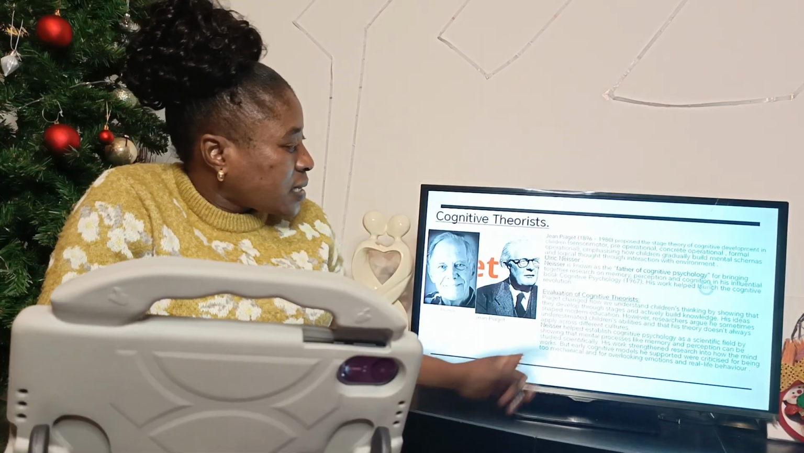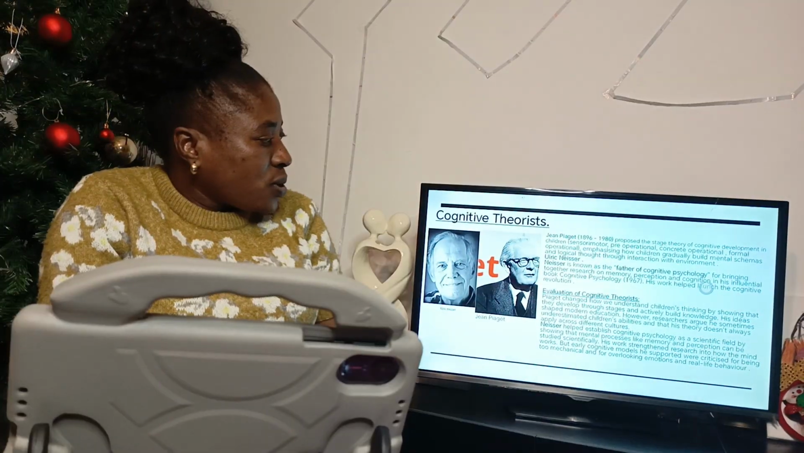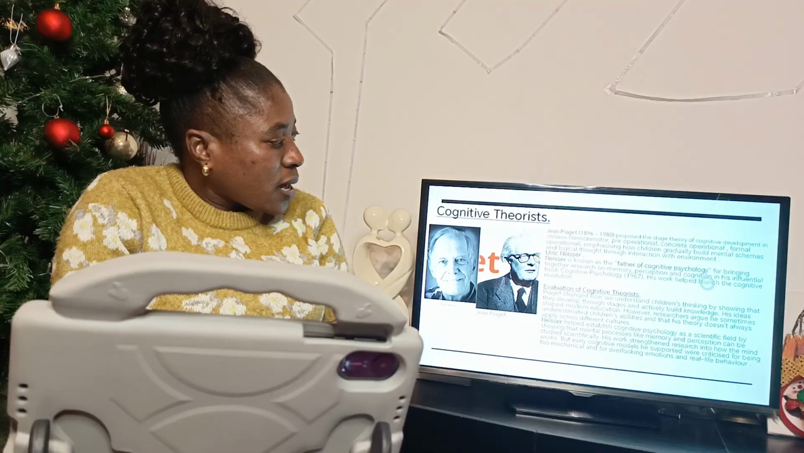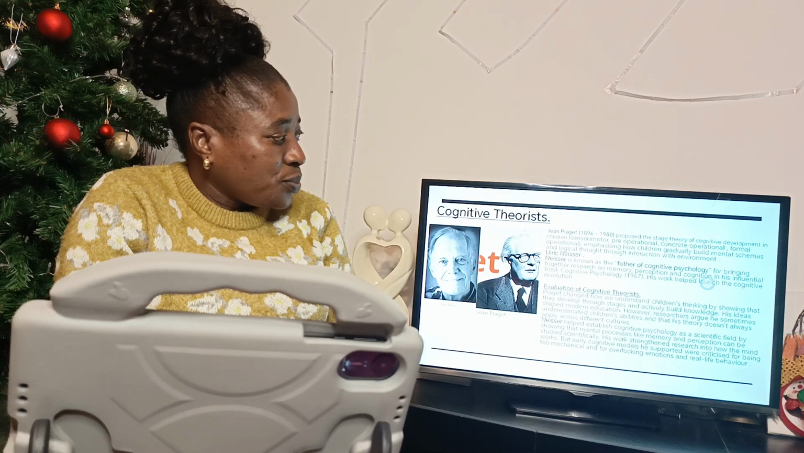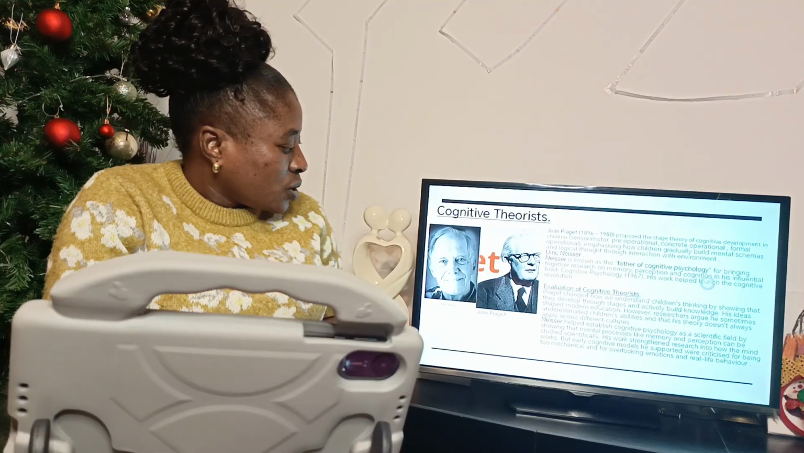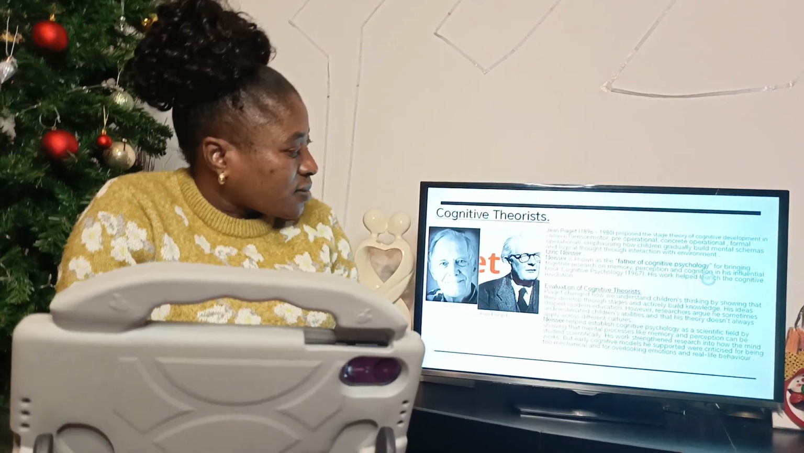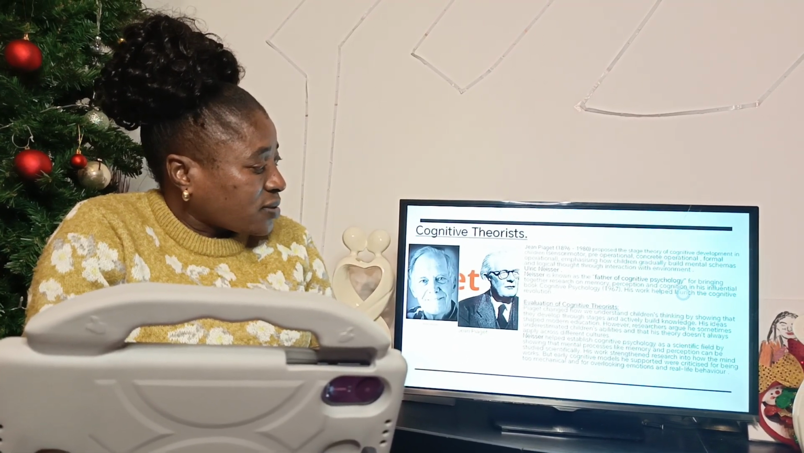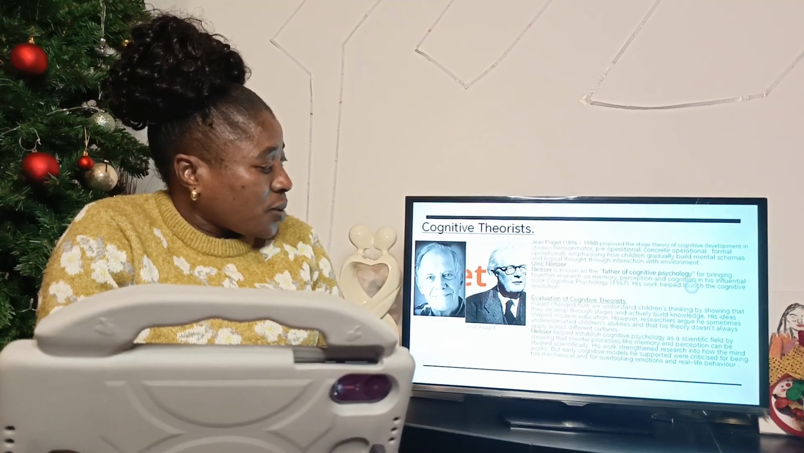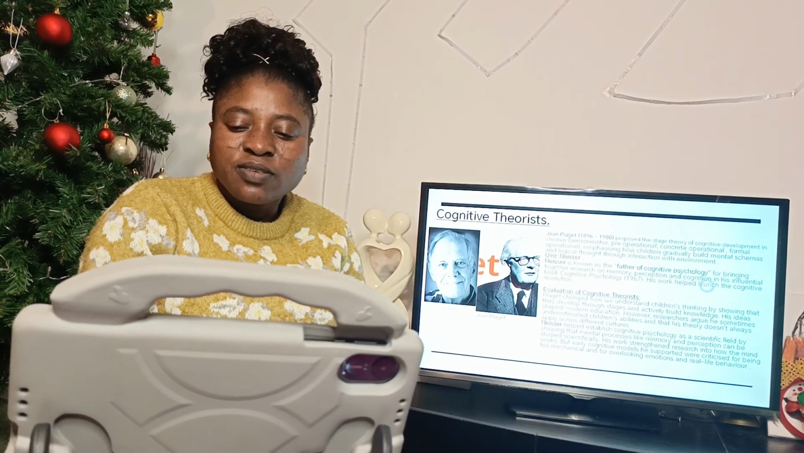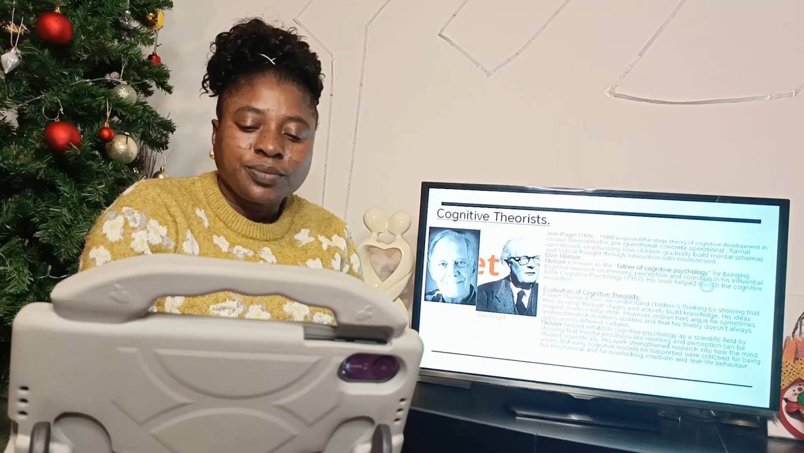Jean Piaget, 1896 to 1980, proposed the stage theory of cognitive development in children: sensorimotor, preoperational, concrete operational, formal operational, emphasizing how children gradually build mental schemas and logical thoughts through interaction with environments. Ulric Neisser is known as the father of cognitive psychology for bringing together research on memory, perception, and cognition in his influential book, Cognitive Psychology, 1967.